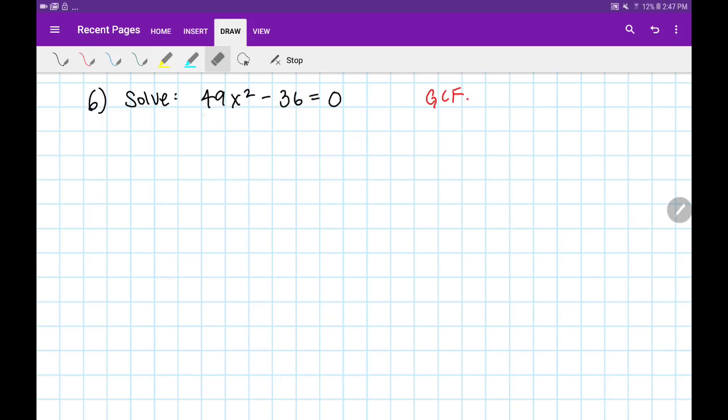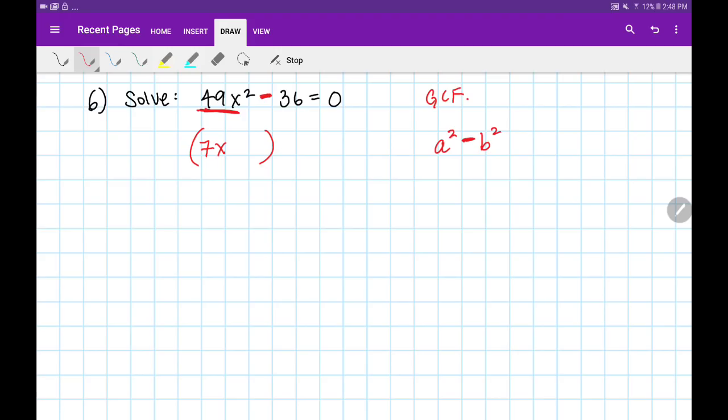So we're stuck with this binomial, and actually, if you notice, there's something special about it. It's a difference of squares. Because there's a minus sign in the middle, meaning it's a difference. And then this guy is a perfect square. And this is a perfect square. Here's what I mean. What times itself gives us 49x squared? What times itself? Well, the 7 times itself gives me 49, and x times itself gives me x squared.